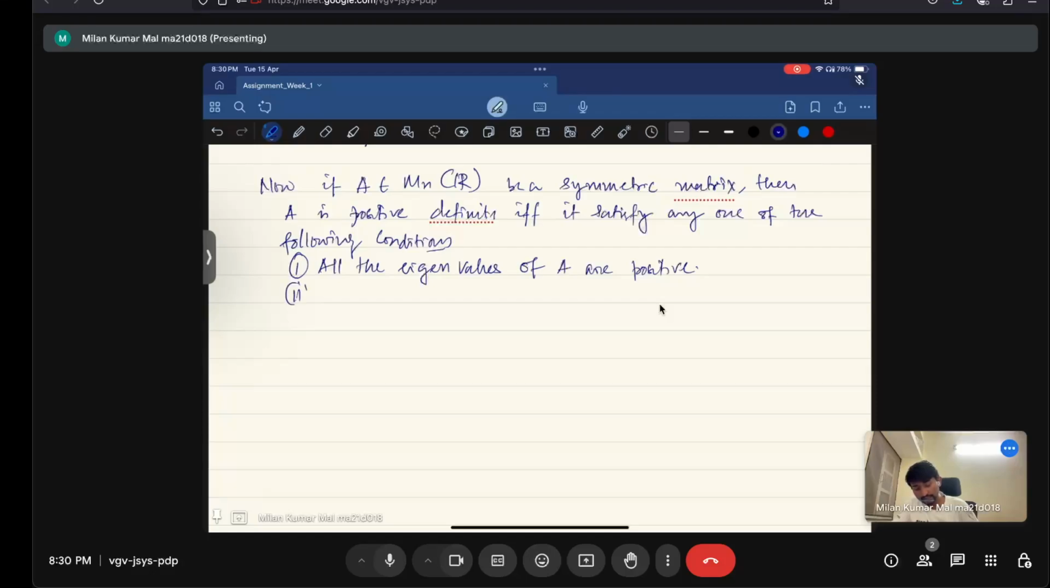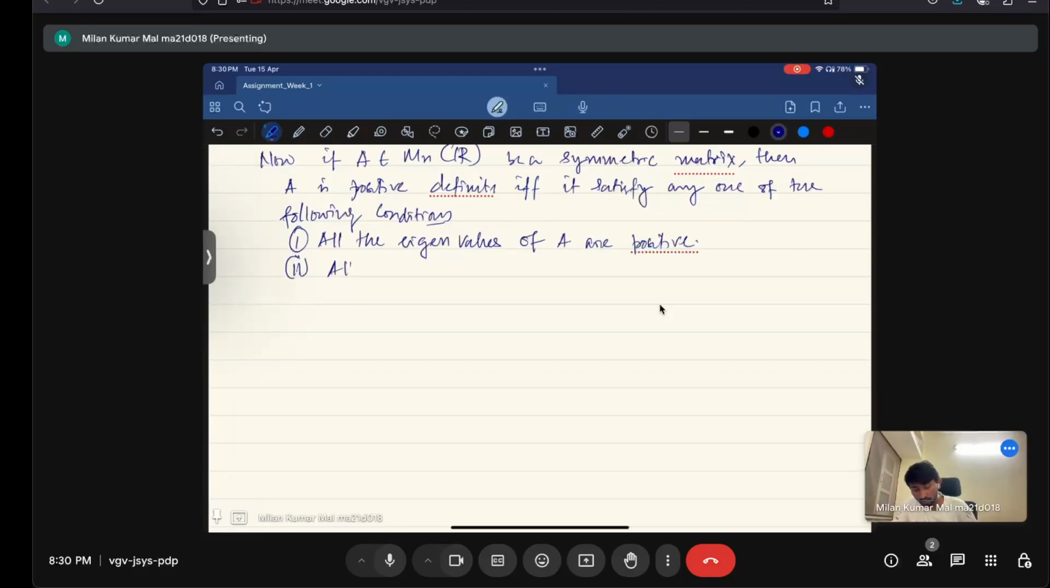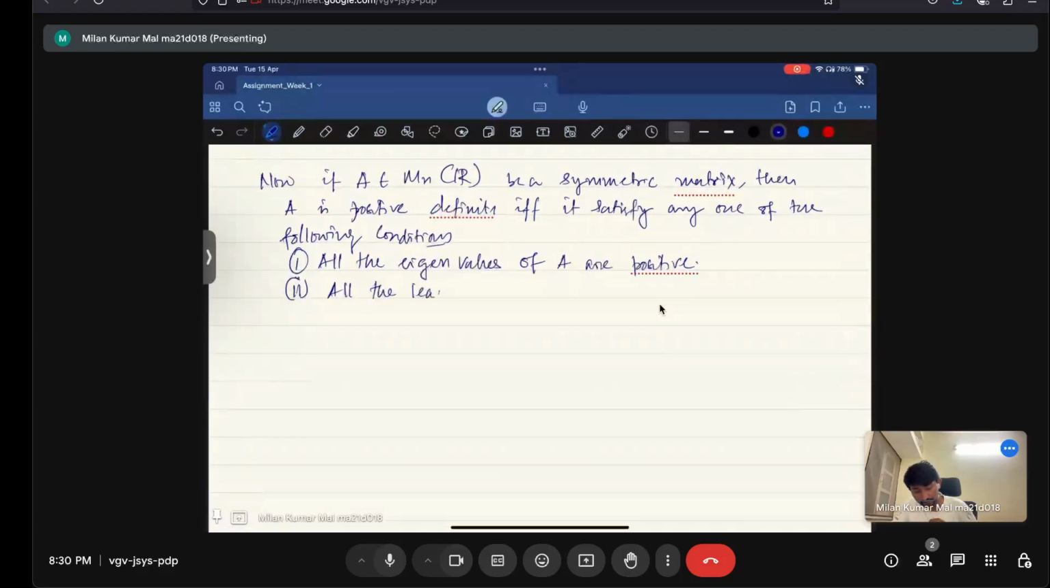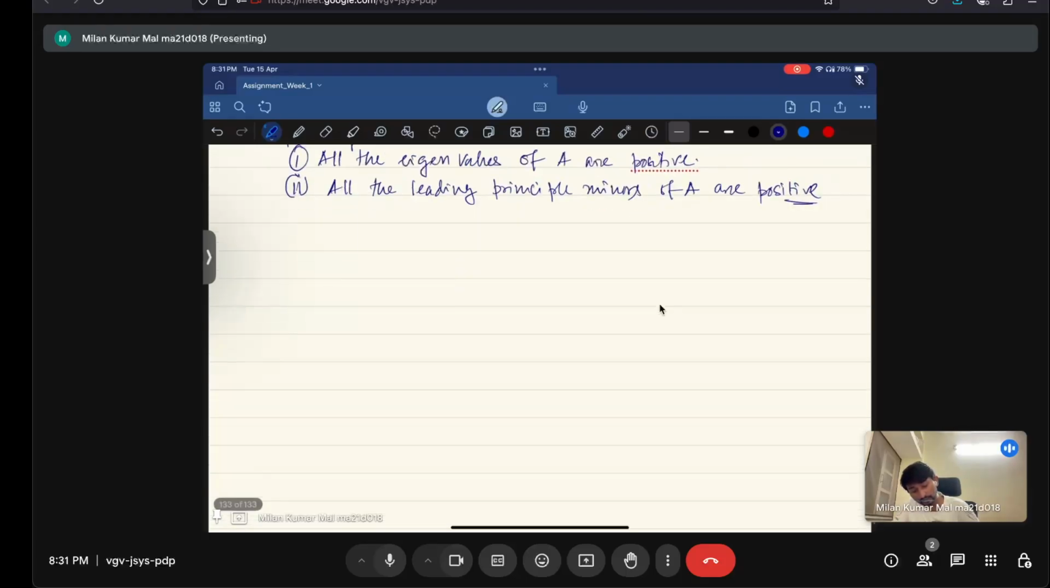Second is that all the leading principal minors of A are non-negative, I think, positive. What is the leading principal minor? Let's take A equals Aij, a symmetric matrix.